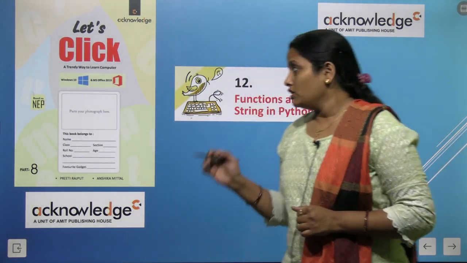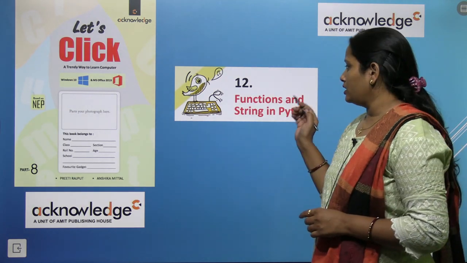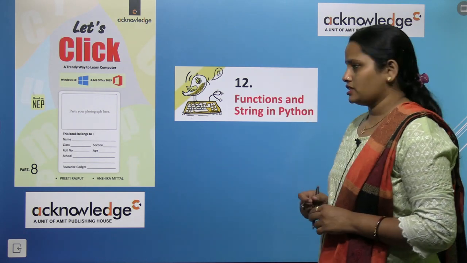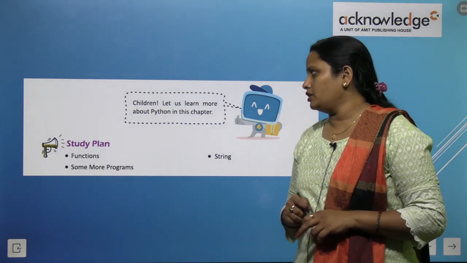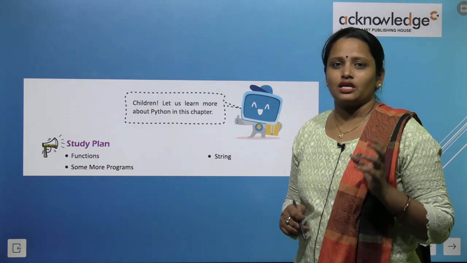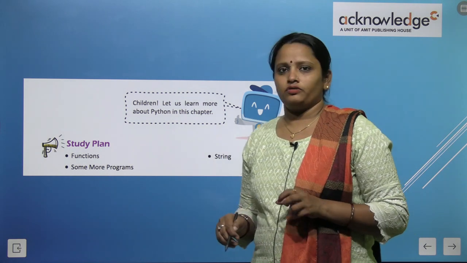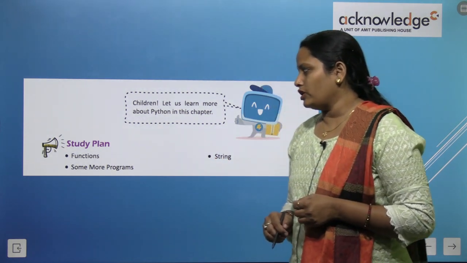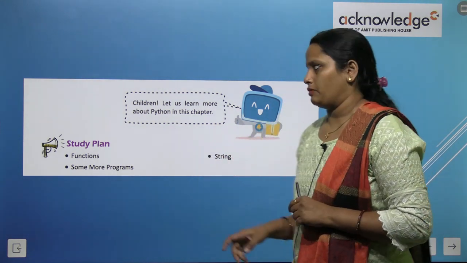And I am Vandana. Today we are going to do the last chapter of your book, chapter 12. The name of the chapter is Functions and String in Python. So let's start with the chapter. Children, let us learn more about Python in this chapter. In the previous chapter also we have learned some new points about Python, and in this chapter we are going to learn some more points in detail.